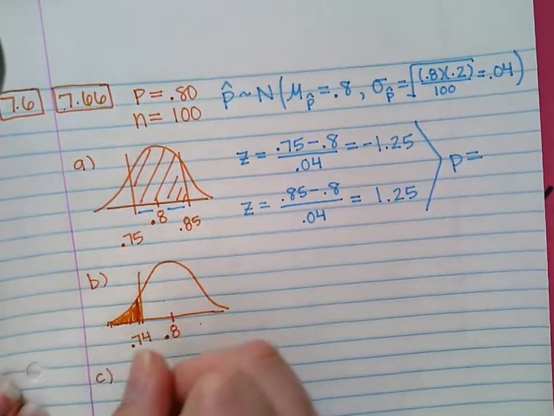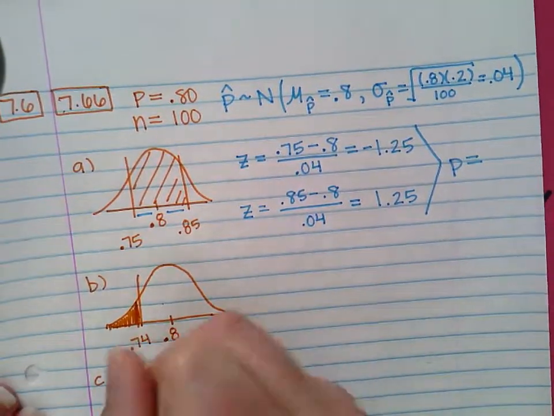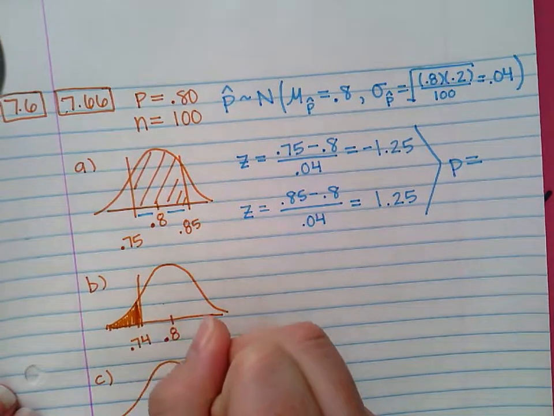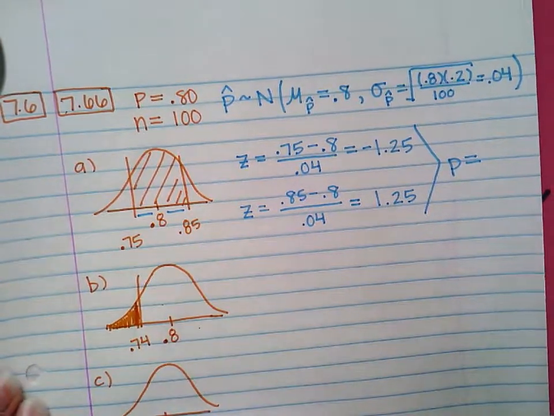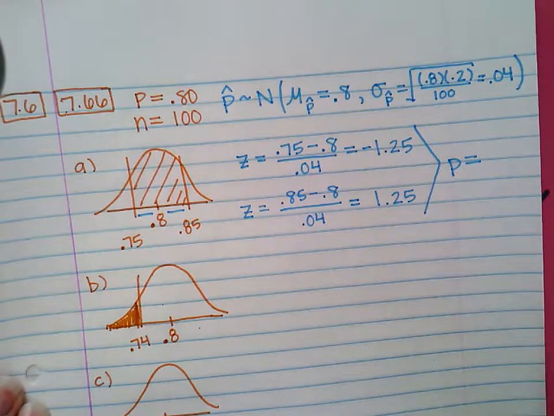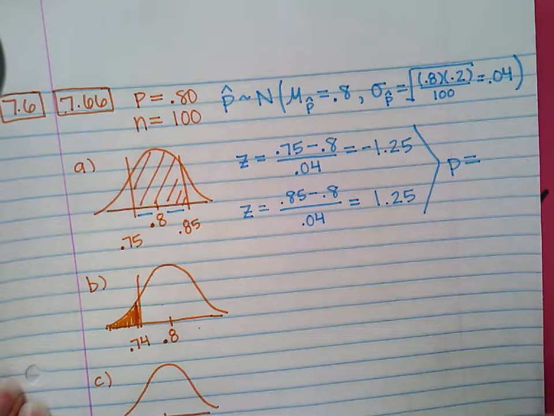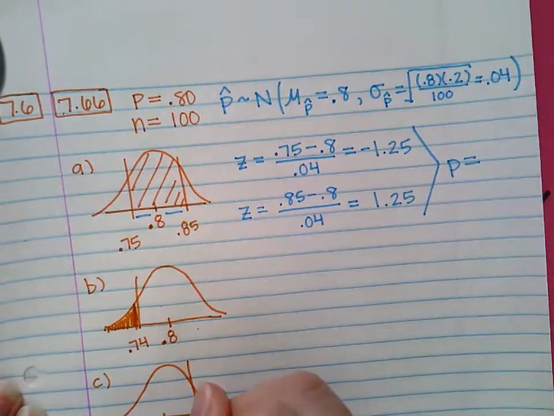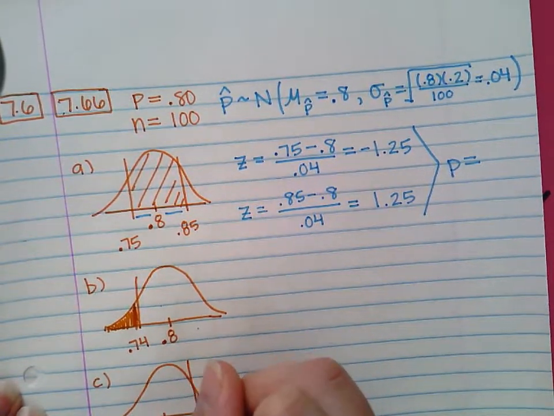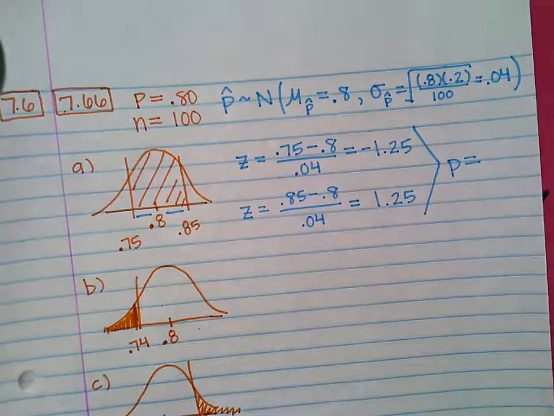And then C is 0.8. What's the probability that the sample proportion is greater than the proportion by 7% or more? So now I'm up here at 0.87, and I want to find this tail probability right there.